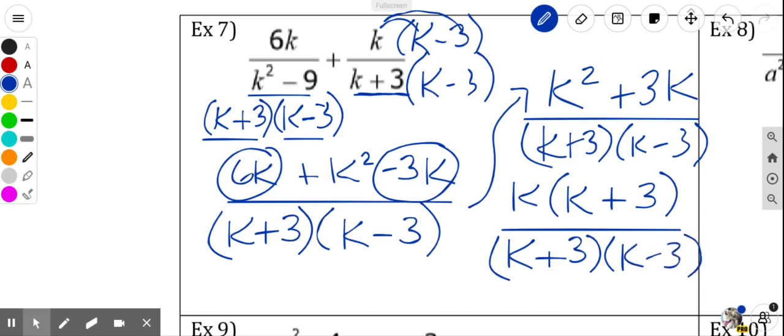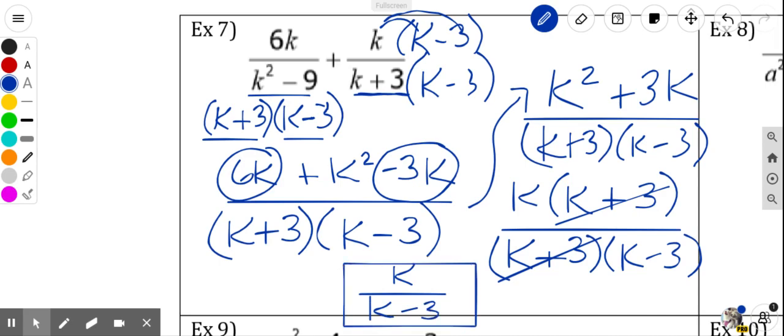Okay, so we took out the k. So now notice the k plus 3 and the k plus 3 are gone. And so we can write our final answer. I'll write it down here, which would be just a k on the top and then a k minus 3 in the bottom. Sorry if this is a little bit messy. Kind of takes some getting used to. So that would be your answer. All right, that's example 7. Pause it there for a sec.